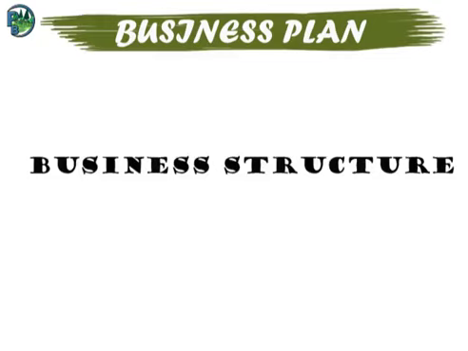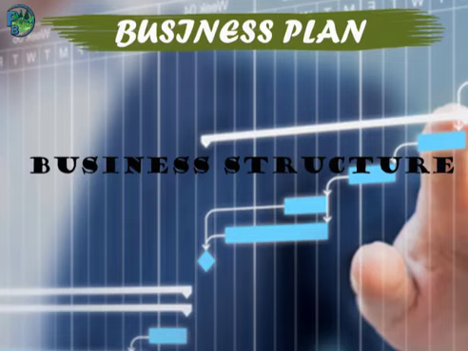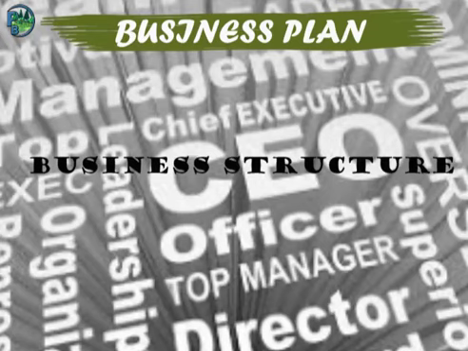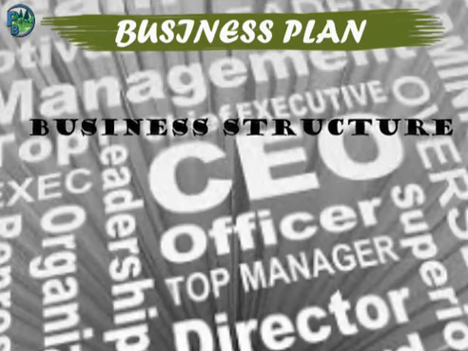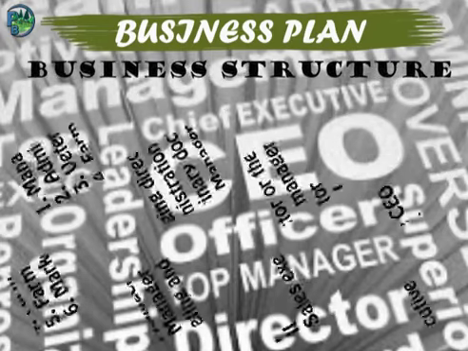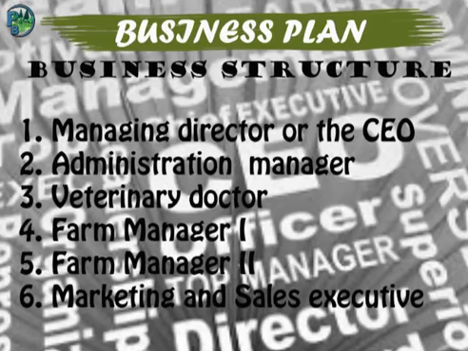Business structure. This is another aspect that should not be left out. You should let the reader know the kind of structure you have or intend to have in terms of production structure and staff strength. The duties of the employees should also be clearly enumerated. Below is an example of the list of staff members a standard fish farm is expected to have.